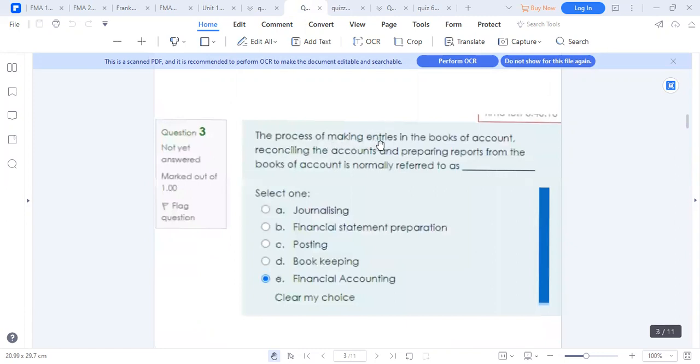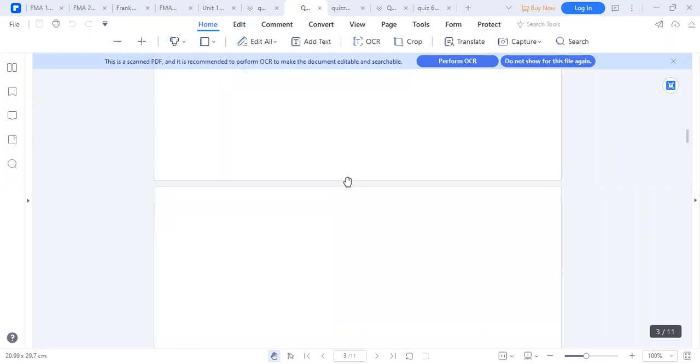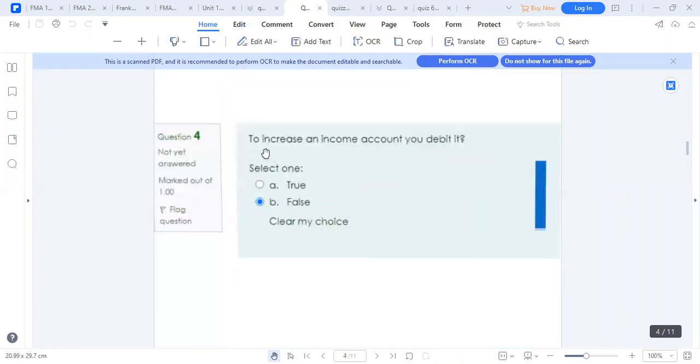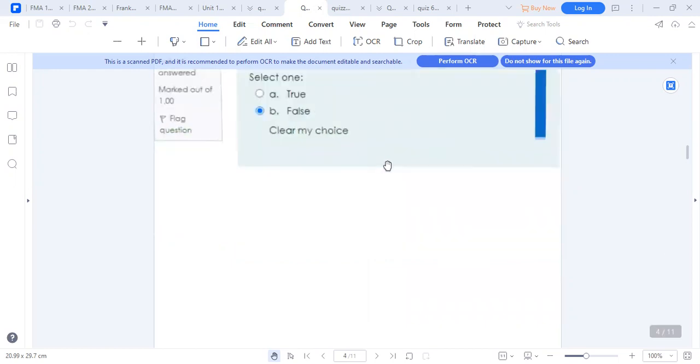The process of making entries in the books of account, reconciling the accounts and preparing reports from them is referred to as what? It's referred to as posting. To increase an income, you debit it. Is it correct? No. Income, we credit to increase them.